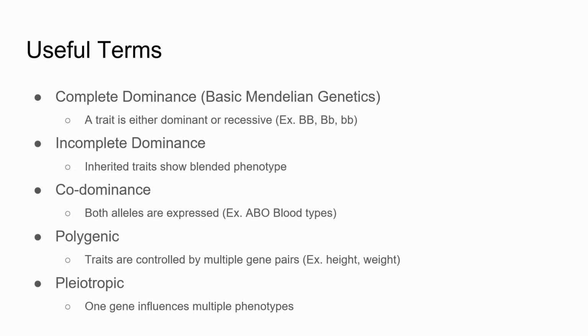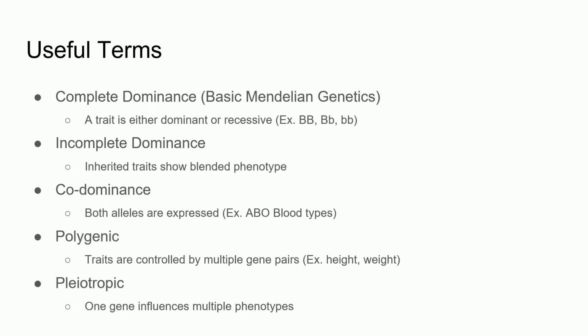Some useful terms to know: complete dominance is based on pure Mendelian genetics, where a trait is either dominant or recessive. However, as we know, this is not always 100% true. Incomplete dominance describes the blending of inherited phenotypes regardless of their dominance. Codominance describes both alleles being expressed without one masking the other. A great example of this is the ABO phenotype of red cells.